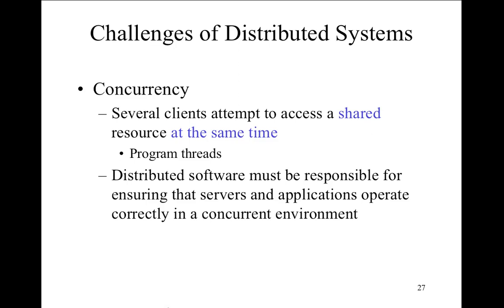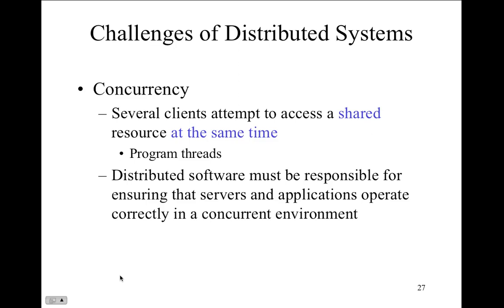Concurrency, talked about this already: several clients attempting to access a shared resource all at the same time. How are you going to deal with that? We have the concept of program threads, and we have concurrency control and concurrency management in remote objects. What we end up having is an RMI engine that handles concurrency for us, which is nice, so we don't have to actually implement that ourselves. We get it as long as we use the middleware platform correctly.